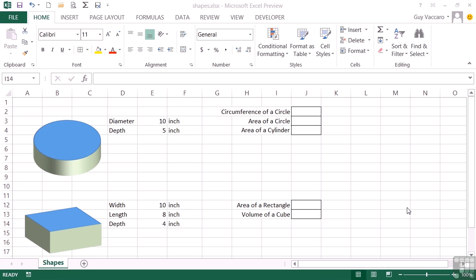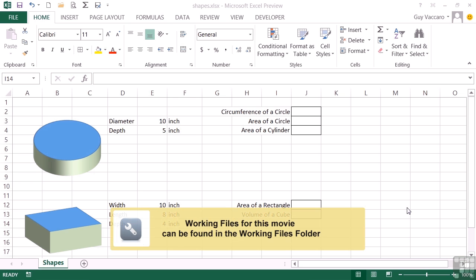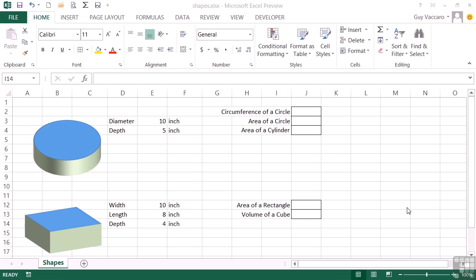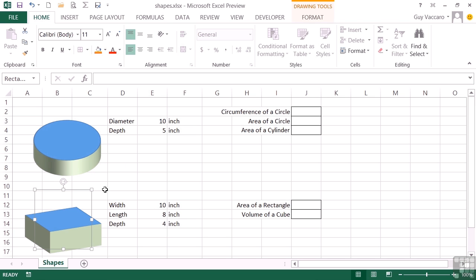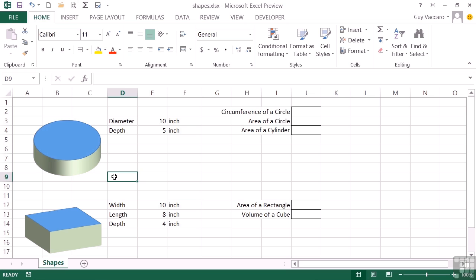We already know that Excel's forte is mathematical functions. So let's have a look at how we can calculate some fairly common areas and volumes using Excel. Taking our shapes file, you can see here that we have a circular shape and a rectangular shape, both of which have been given a 3D volume so that there is a depth for the cylinder and a depth for the rectangle.